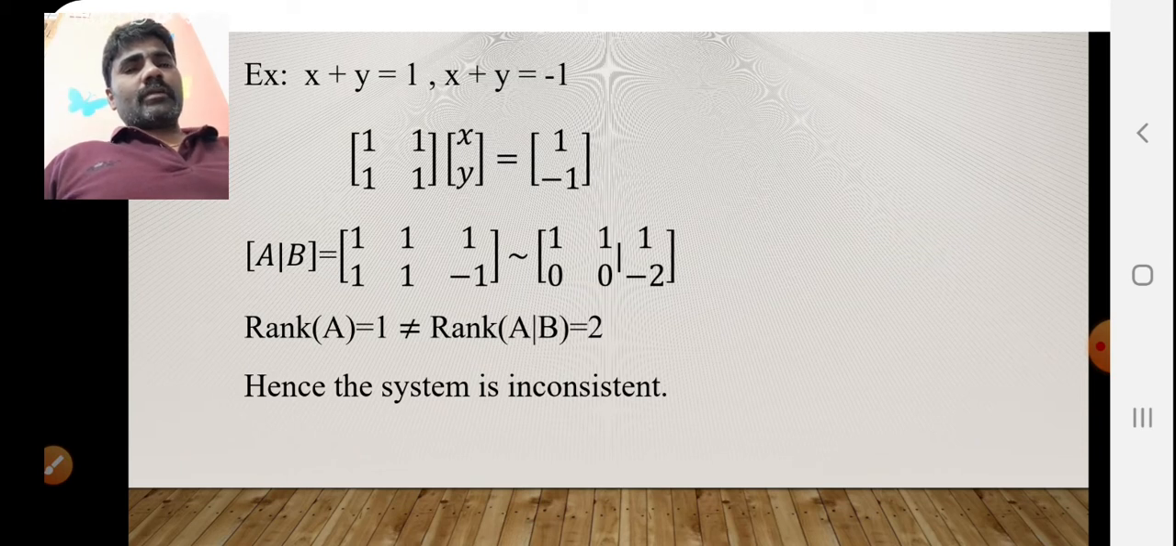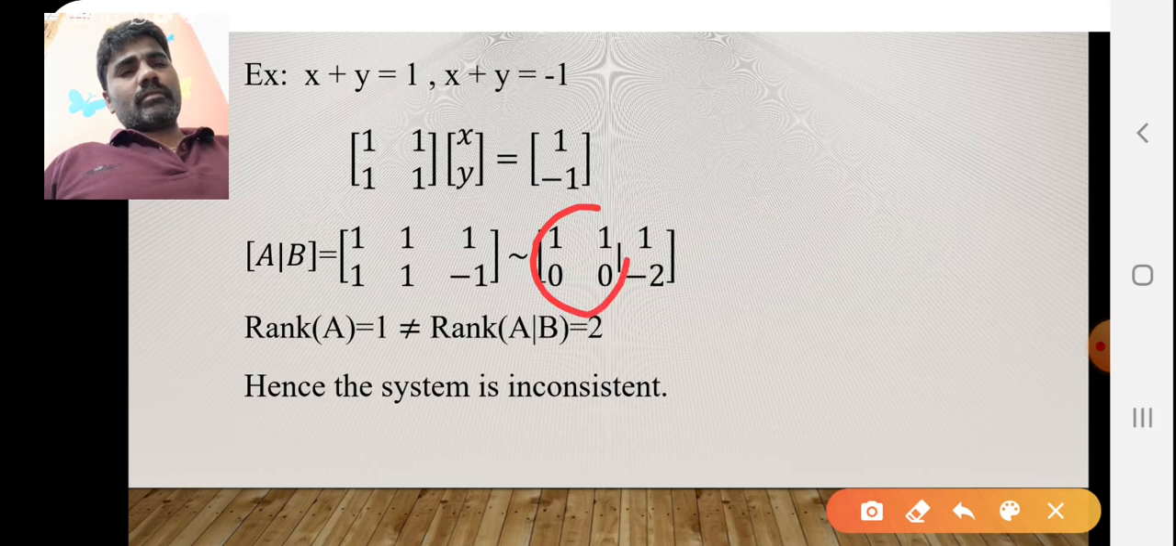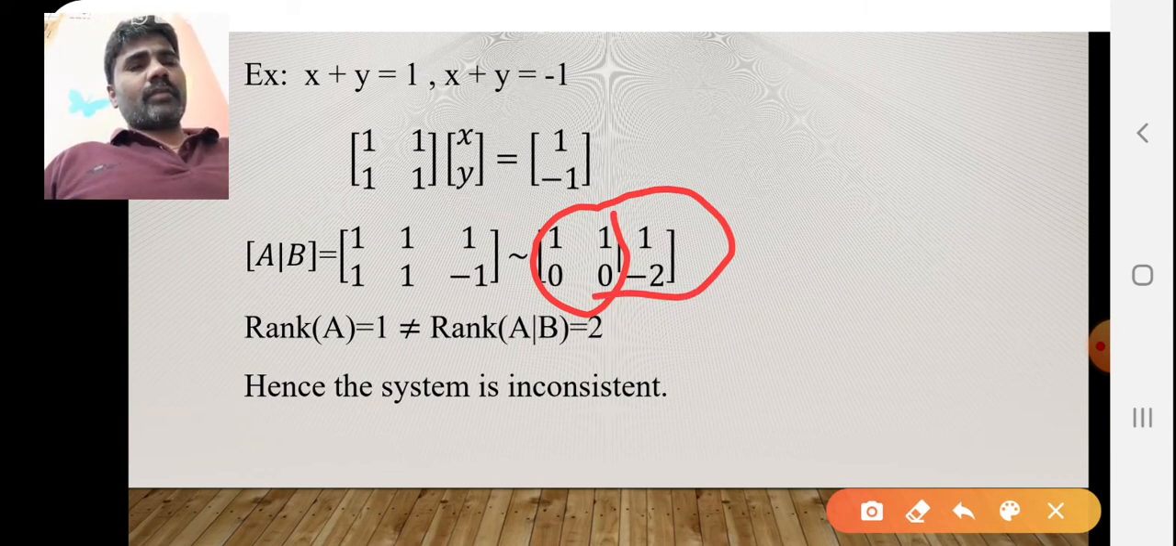Now decide the rank of A and the rank of AB. This is the matrix A. For this matrix A, rank of A is 1, because the number of non-zero rows is only 1. And consider the matrix AB. In the matrix AB, the number of non-zero rows is 2. That's why rank of AB is 2. Therefore, rank of A equals 1, which is not equal to rank of AB. That's why the system does not possess a solution.